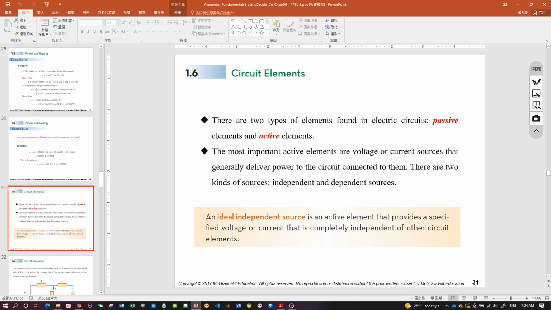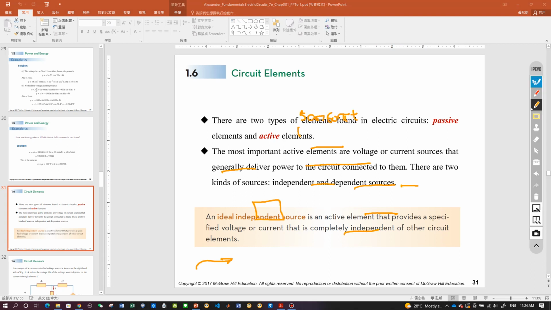The circuit elements. There are two types: passive and active elements. The most important active elements are voltage and current sources, which generally deliver power to the circuit connected to them. There are two kinds of source. Look at that here.